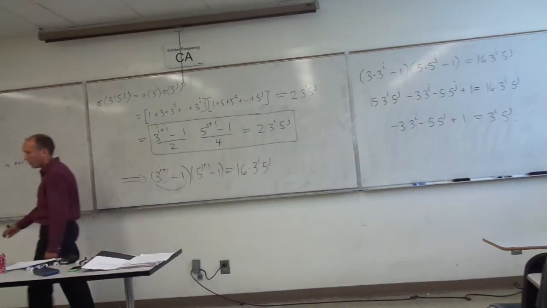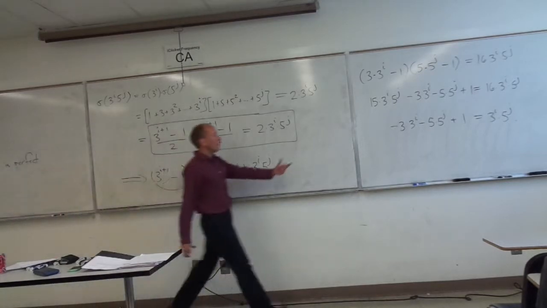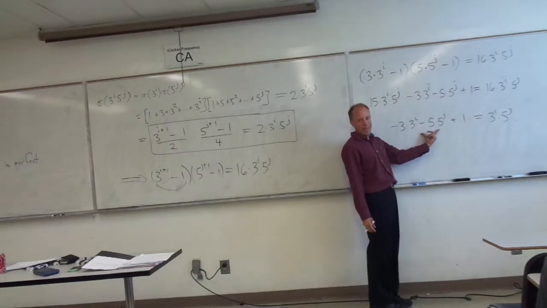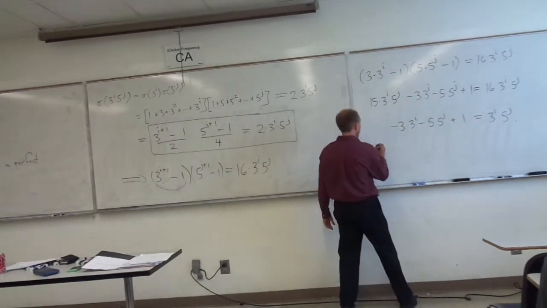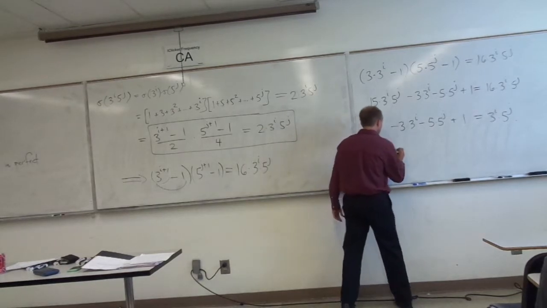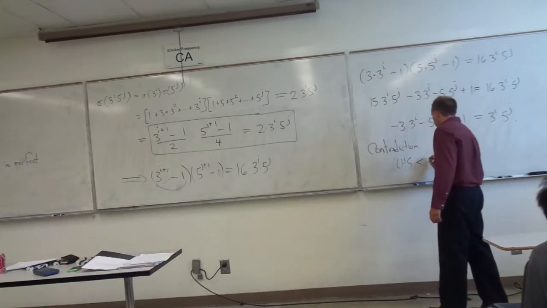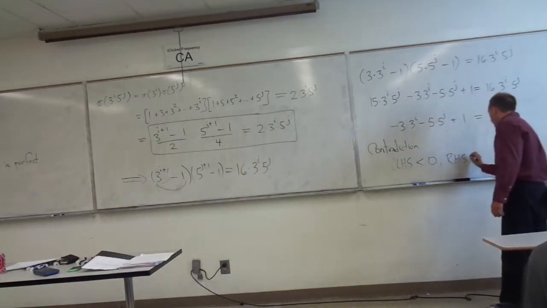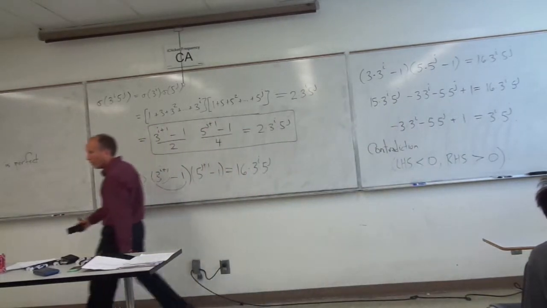What's wrong with this picture? Yeah, pretty clear now. This is impossible because the left side is negative, and the right side is positive, right? So, contradiction: the left-hand side is less than 0, and the right-hand side is greater than 0. So that's pretty easy now.